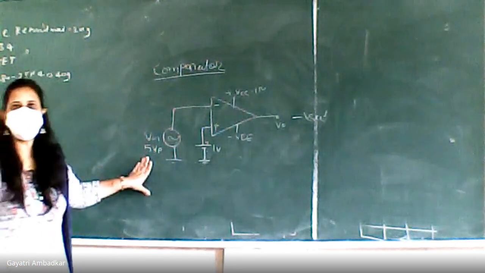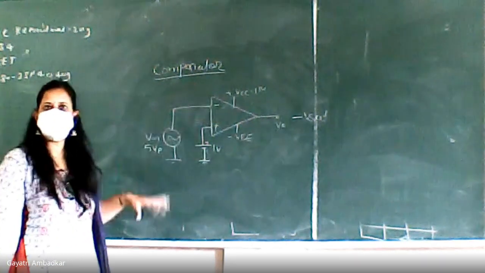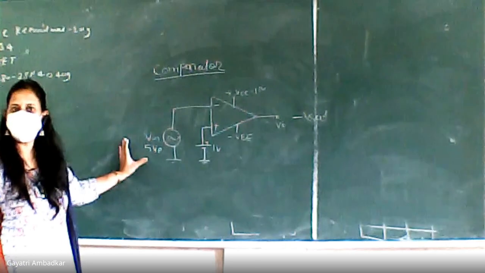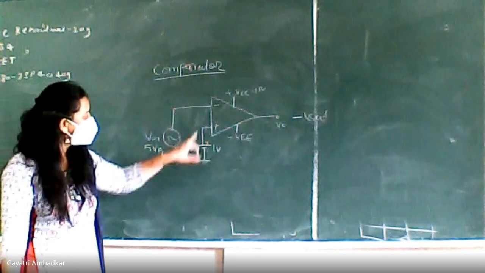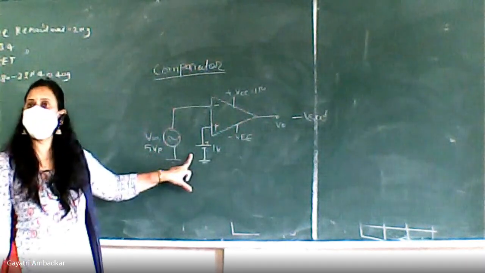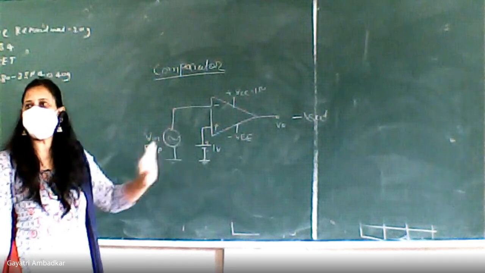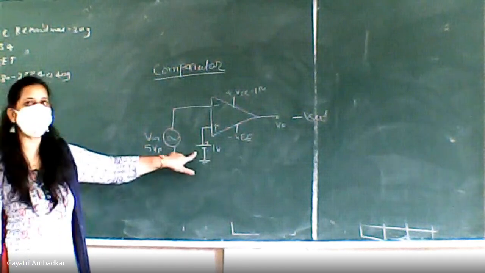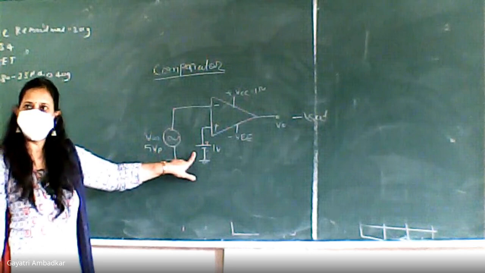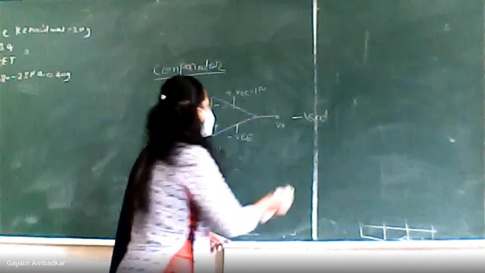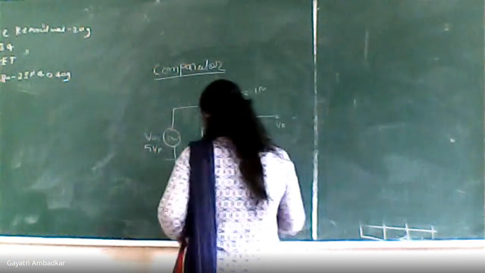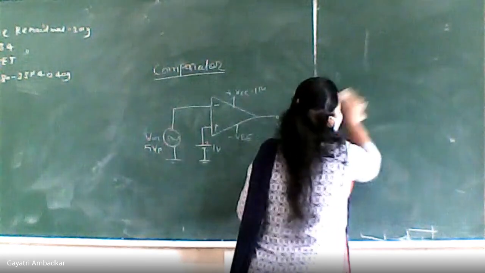Where have I applied the input? Inverting terminal. What is its value? 5 volt peak. And at the non-inverting terminal, the second input I have applied as a 1 volt DC. This is DC, battery means DC. Okay. Let's draw both the signals.